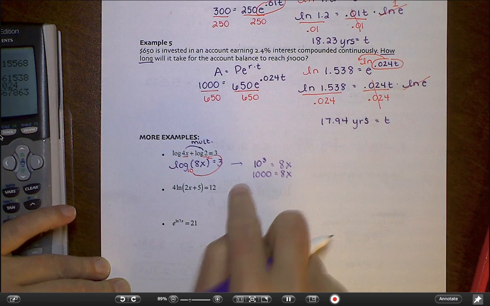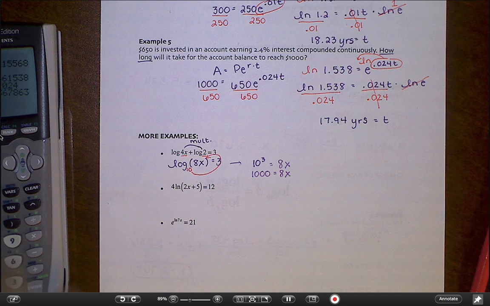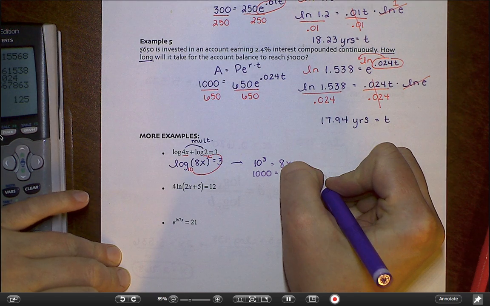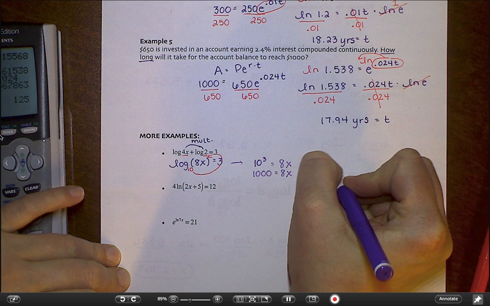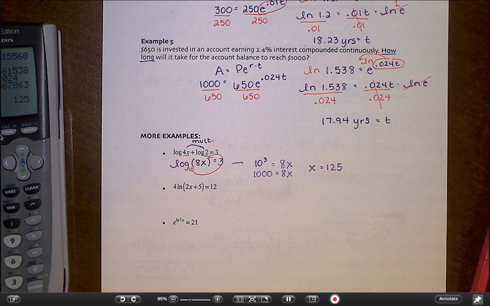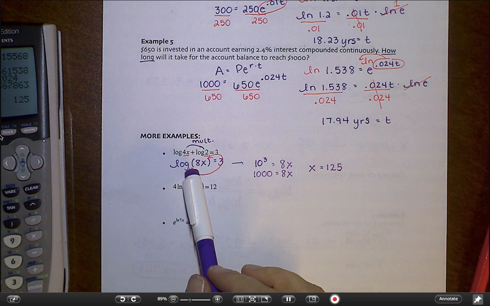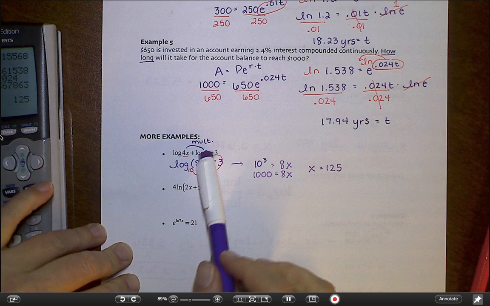And then I would divide each side by 8. So 1,000 divided by 8, I believe is 125. So x equals 125 here. So if you've got log of something on one side and no log over on the other side, the easiest way to deal with it is to turn it into exponential form.